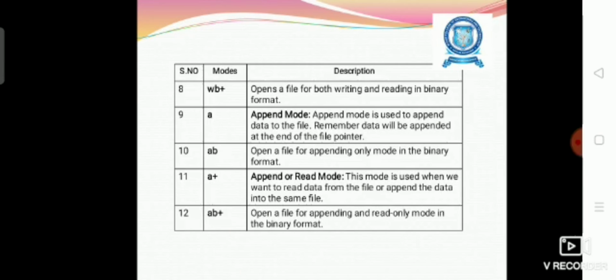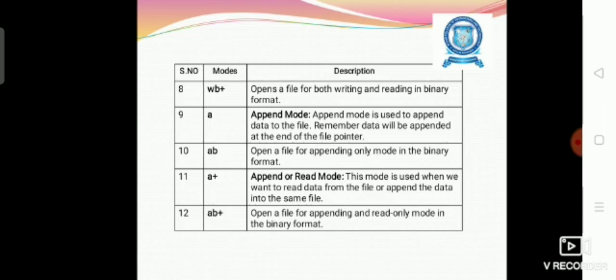And again some modes are there for appending. A means append mode. Append mode is used to append data into the file. Append means the existing content cannot be modified. Additional content can be added to the end of the file. That is called appending. So the content cannot be modified; only additional content can be added using the append mode.